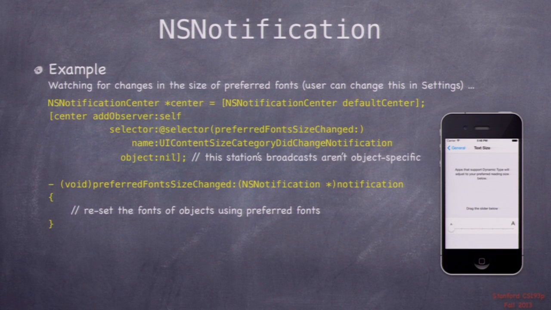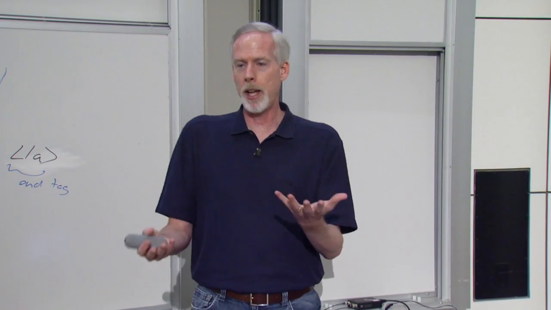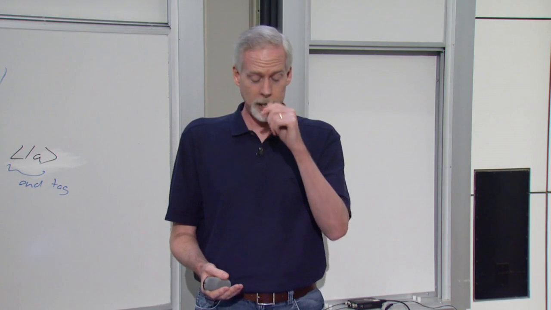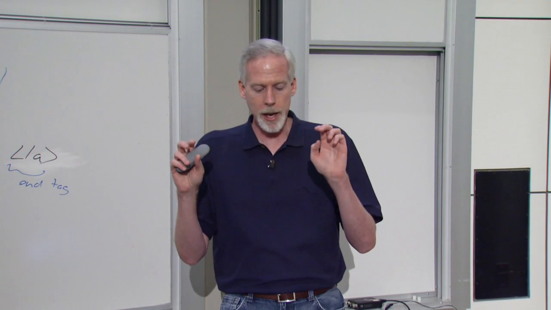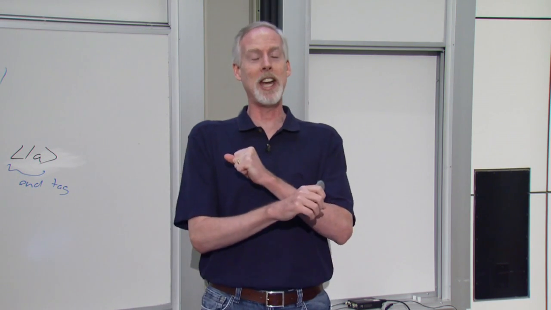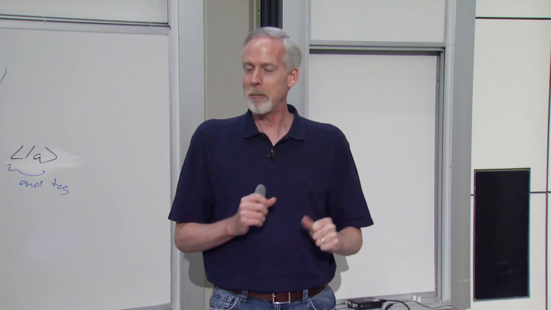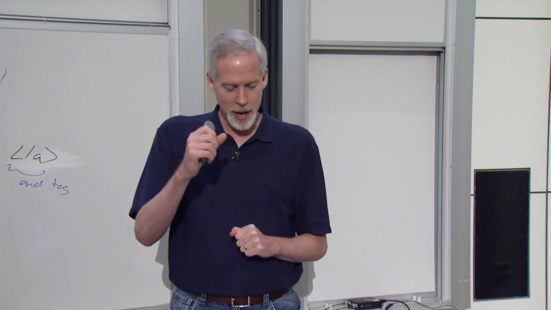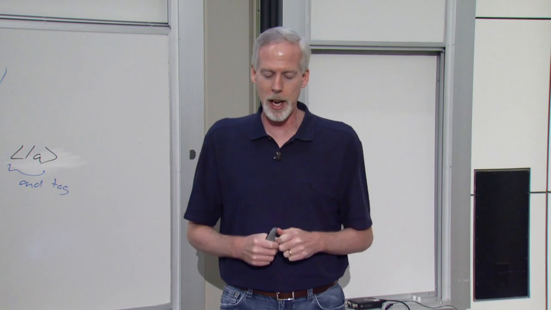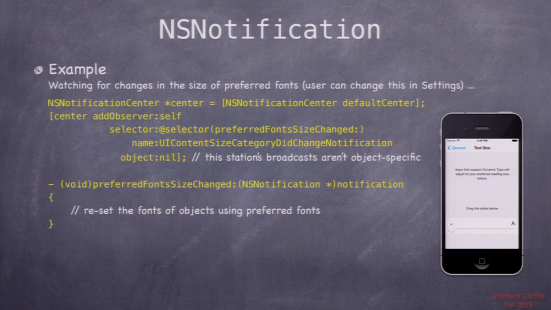Well, if that text size font change happens, you have to get notified so that you can change the fonts. Use the new preferred font that the user set, okay? So you get that notification by signing up in the default center for the radio station called UI Content Size Category Did Change Notification. Okay, could argue it could be called something like preferred fonts change, but it's not. UI content size category did change notification, okay? You sign up for that, and whenever those fonts change size, your method, preferred font size change is what I called mine, will get called, okay?